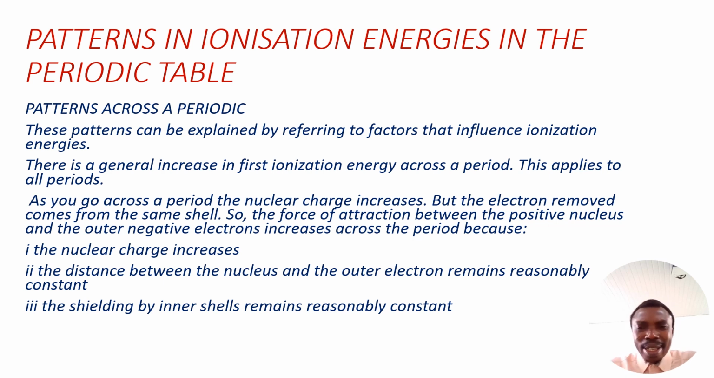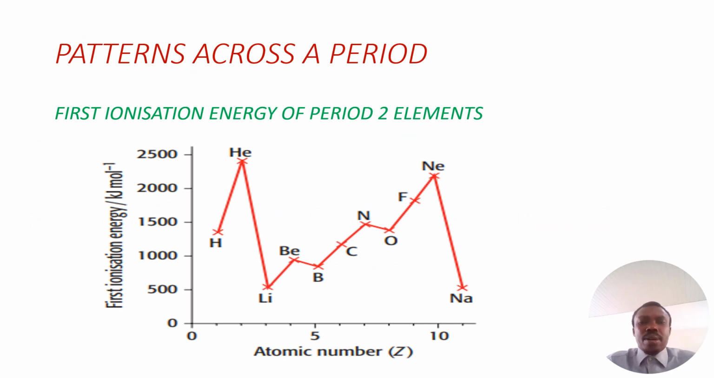The nuclear charge increases because as you go across the period, the number of protons increases. So ionization energy increases as you go across the period. The first ionization energy increases across the period. So we are looking at the pattern of the first ionization energy across a period, the trend being that ionization energy increases across a period.